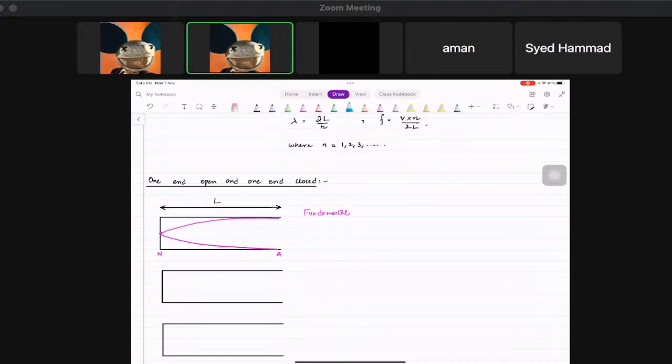Now we know that the wavelength here, from node to an antinode, is a quarter lambda. So length will be equal to a quarter of lambda. And now we can write lambda as 4L by 1. And the frequency here would be equal to V times 1 over 4L. Is it clear?